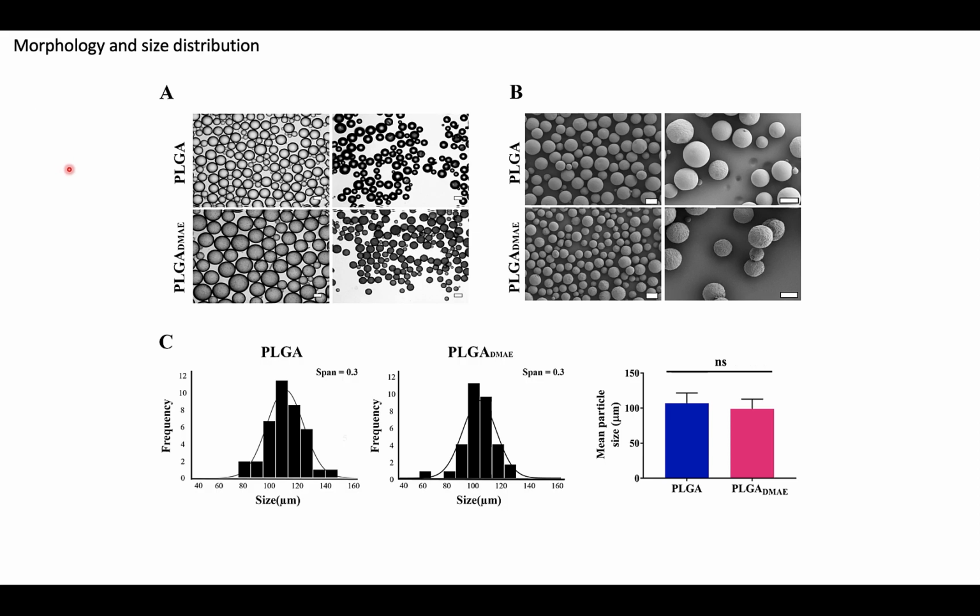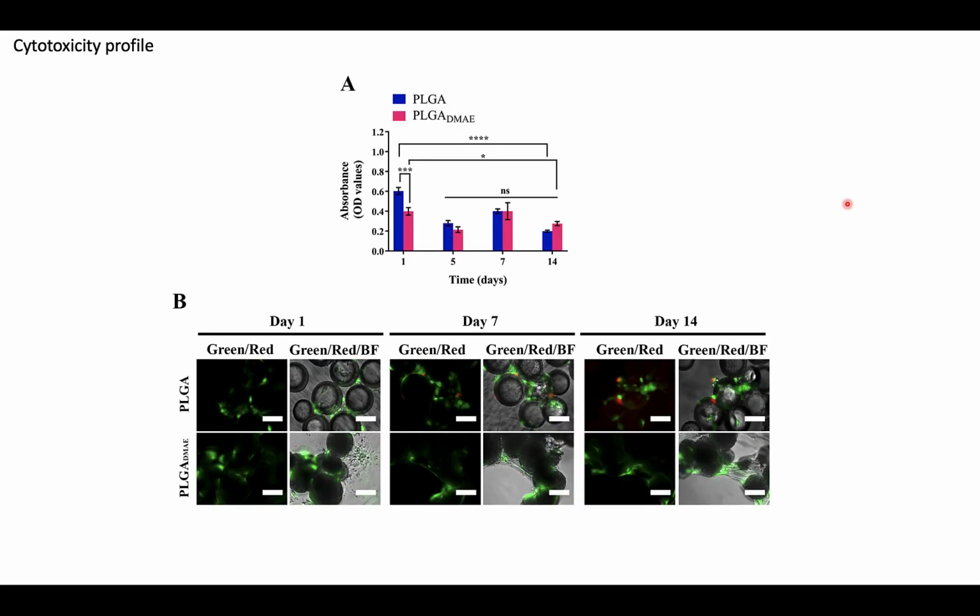We wanted to understand if this modification of the polymer with the new functional group can introduce any change in the morphology or size distribution. We noticed that in either case we are able to create near monodispersed macroparticles, and there was no significant difference in the size distribution, and the morphology of the macroparticles remained smooth and uniform.